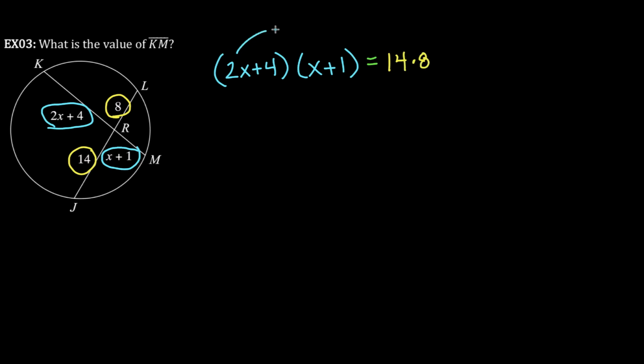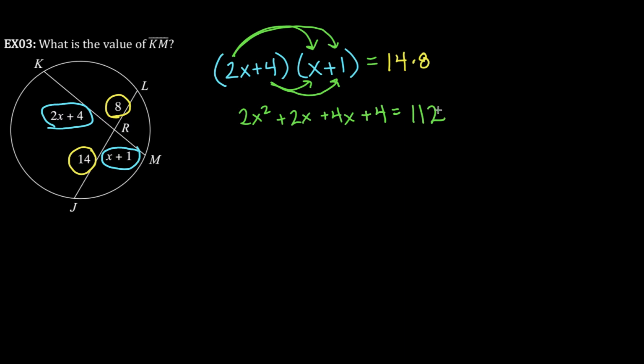Cool, so 2x times, well, I'll make that green. 2x times x is 2x squared. 2x times 1 is 2x. 4 times the x is 4x. And 4 times 1 is 4. And that should equal 10 times 8 is 80. 8 times 4 is 32, so we get 112.